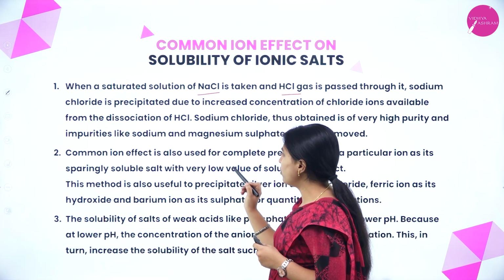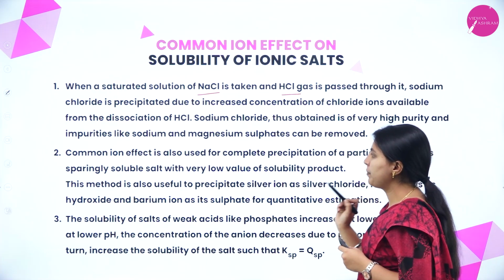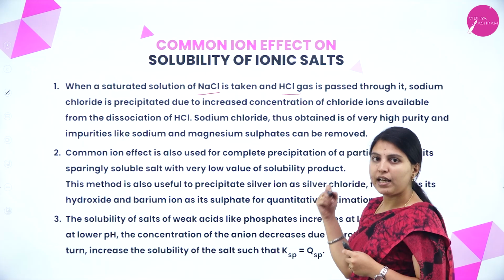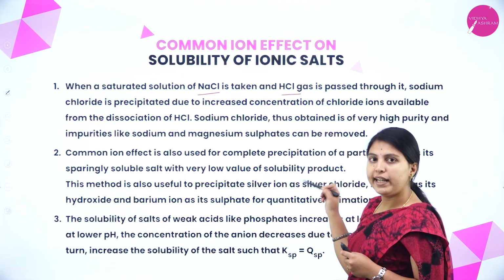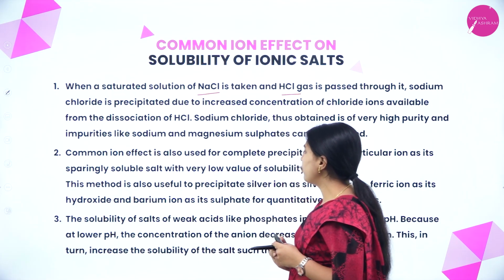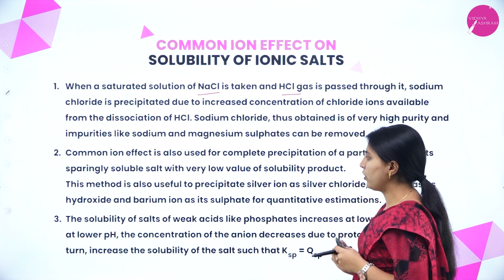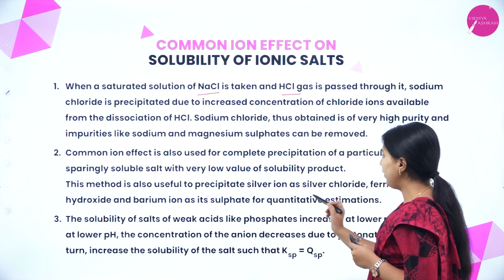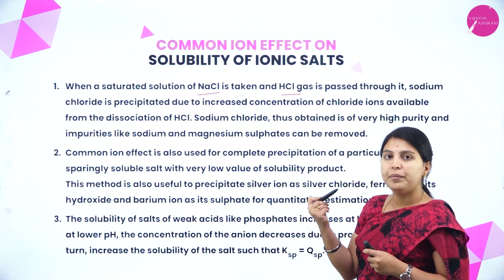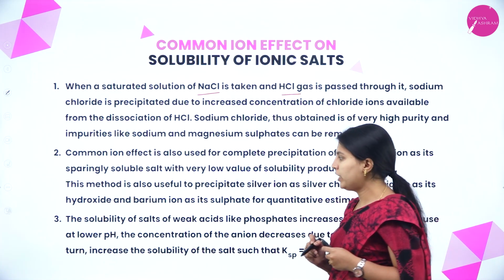Common ion effect is also used for complete precipitation of a particular ion as its sparingly soluble salt with a very low value of solubility product. The salt with the lower solubility product can be precipitated from one with higher solubility product. This method is also useful to precipitate silver ion as silver chloride, ferric ion as ferric hydroxide, and barium ion as its sulfate for quantitative estimations. How can it form precipitation of a low solubility salt from a high solubility salt?